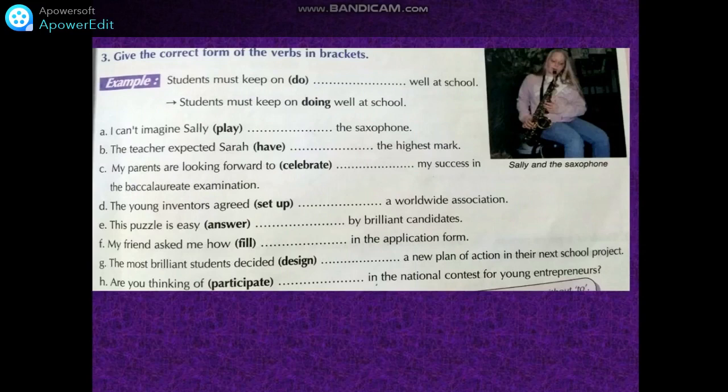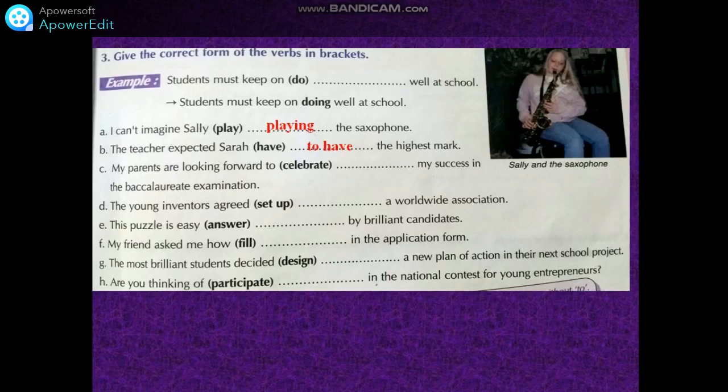All right, let's correct now. A. I can't imagine Sally playing the saxophone. Very good. B. The teacher expected Sarah to have the highest mark. Very good. C. My parents are looking forward to.